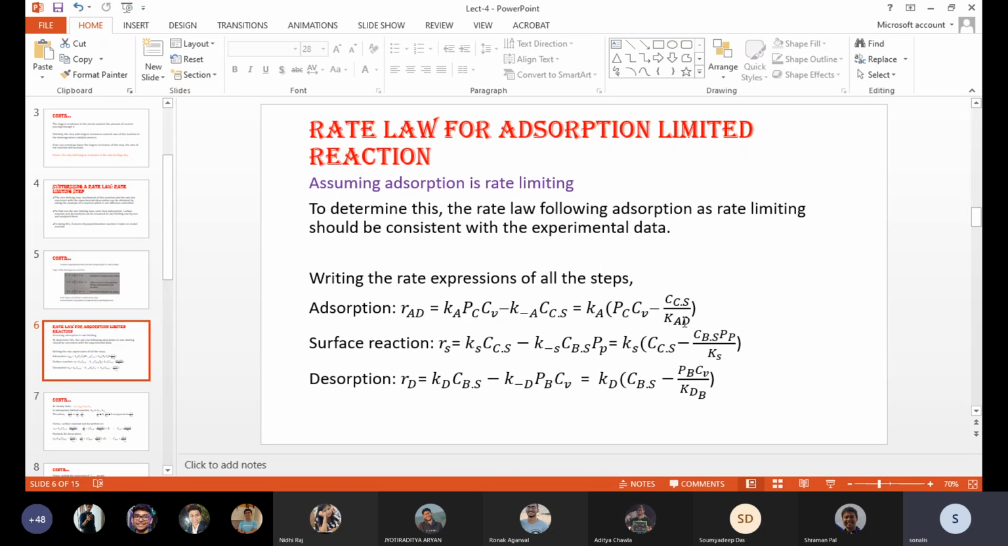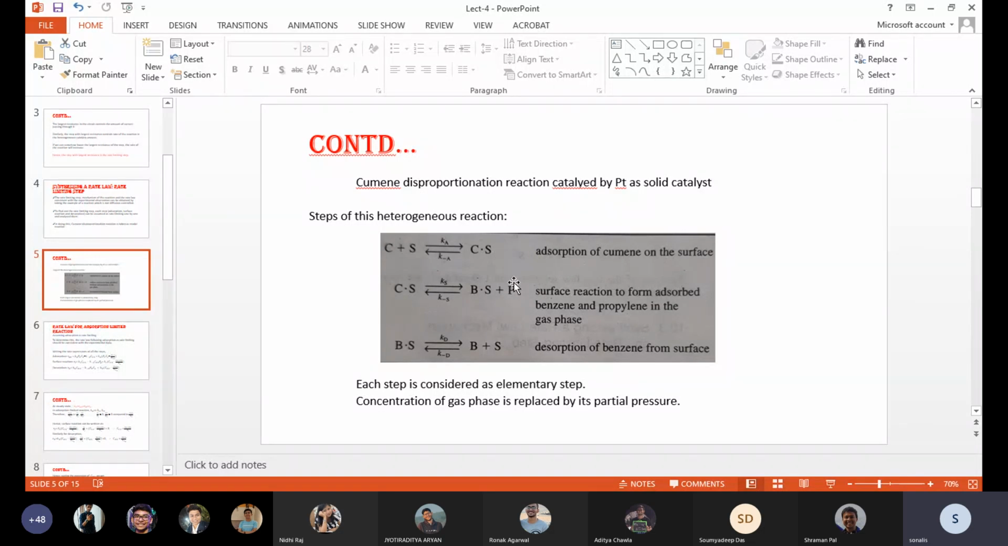So here we are replacing that with the adsorption equilibrium constant. In the same way, we write the surface reaction considering the forward reaction rate minus the reverse reaction rate. Here you see after the reaction, as propylene is in the gas phase, it did not get adsorbed on the site, so we are writing the partial pressure of propylene, PP. But benzene is adsorbed on the surface site, so we have to write B dot S as the concentration of occupied site.